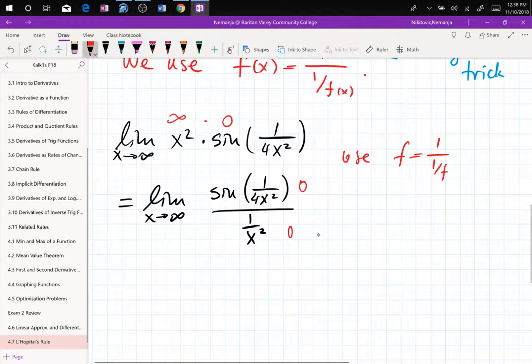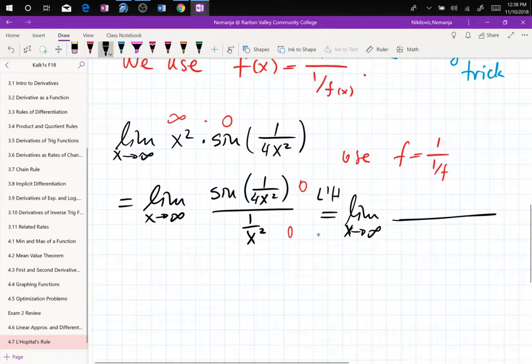This is the part where you go and you use L'Hopital's rule. So now this is equal to L'H, limit as x goes to infinity, and now I have two independent derivatives. Well, the bottom one should be negative 2 over x cubed, right?